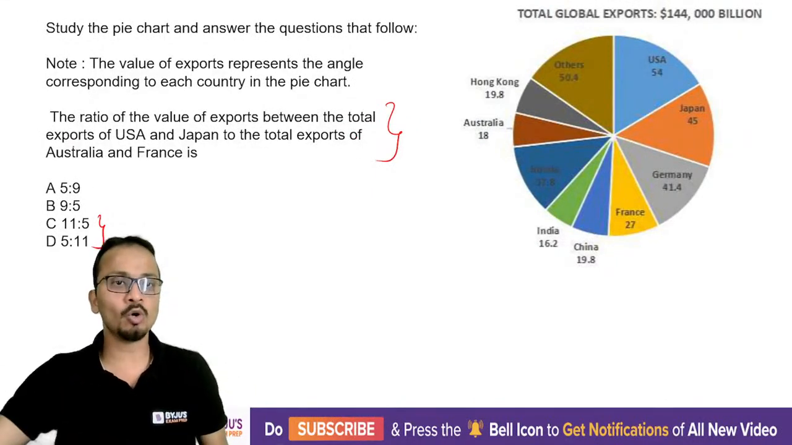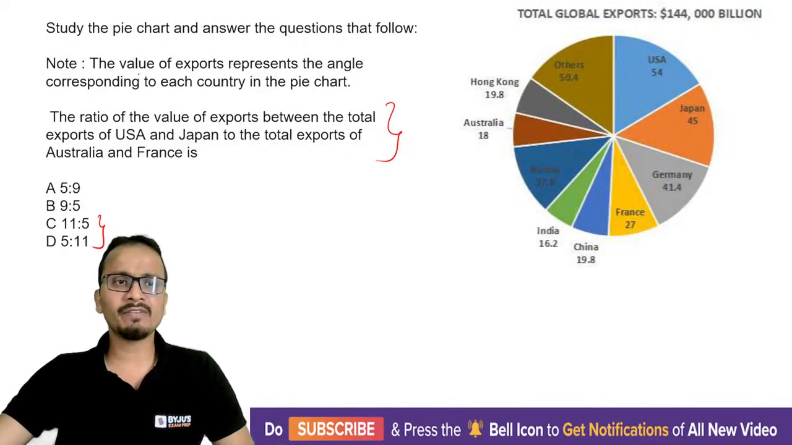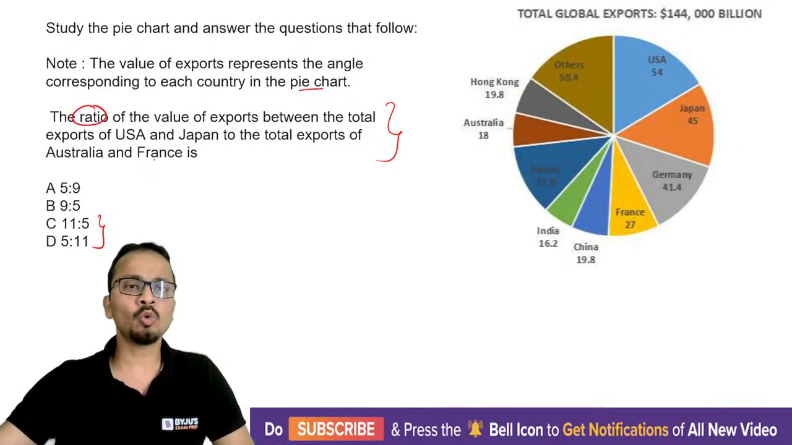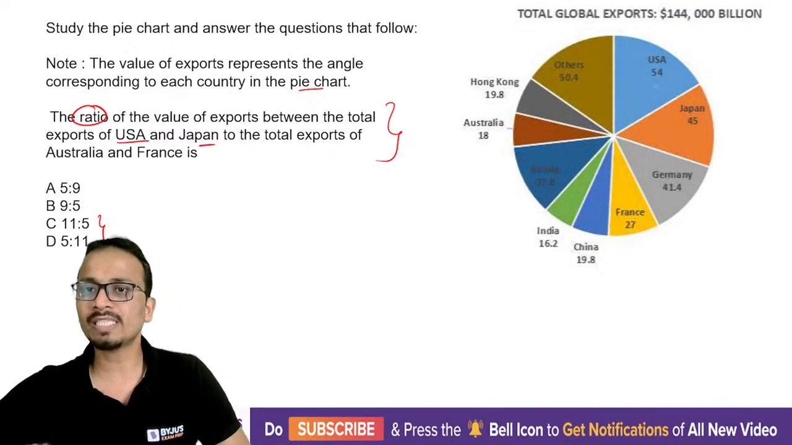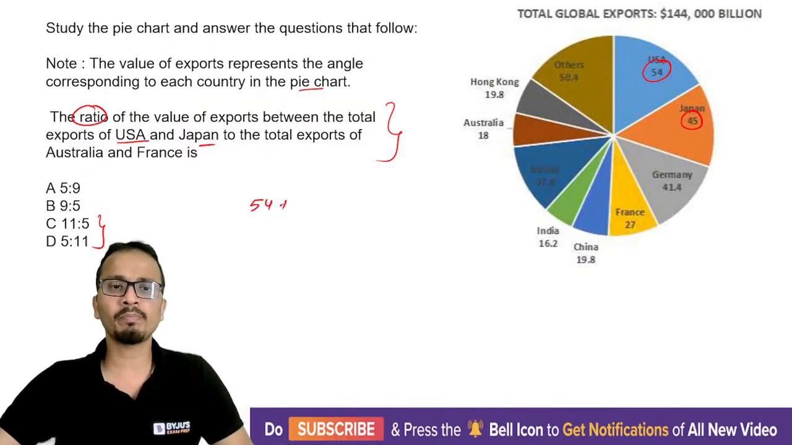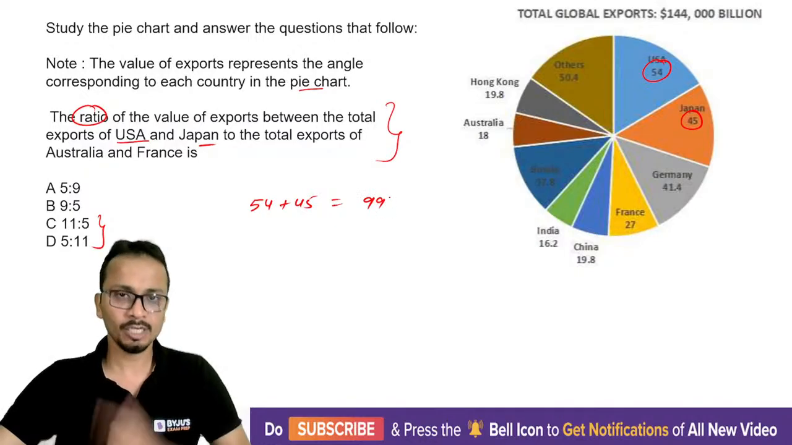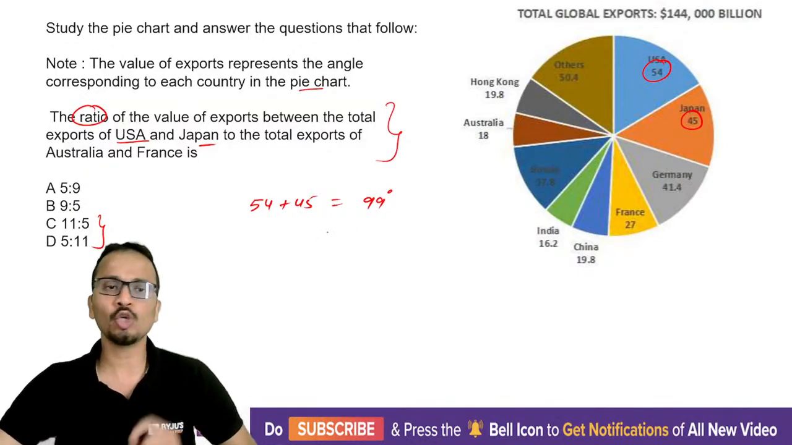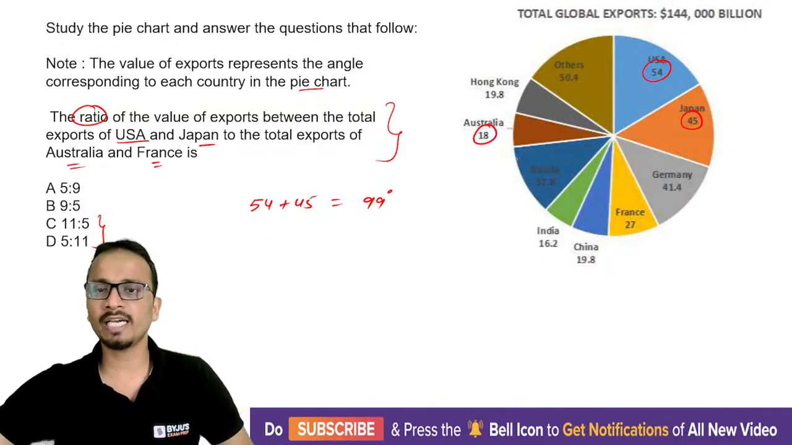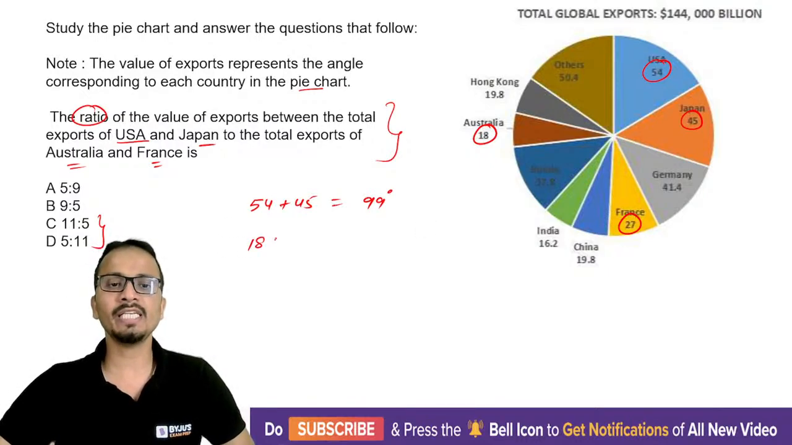All right. Okay. Now question says that there is a pie chart that is given. The value of the exports represents the angle corresponding to each country in the pie chart. Fine. Now we have to find out the ratio of the value of exports between the total exports of USA and Japan. So USA it is 54 and Japan it is 45 angle. So 54 plus 45, that is 99. So 99 degrees is the total angle for USA and Japan. And we have to find its ratio with Australia and France. So Australia is 18 and France is 27. So 18 plus 27, that will be 45 degrees.